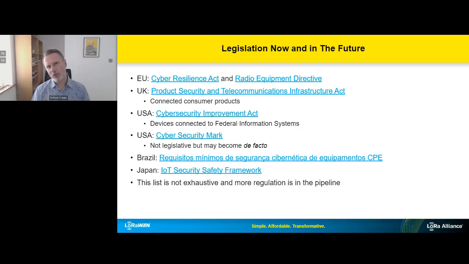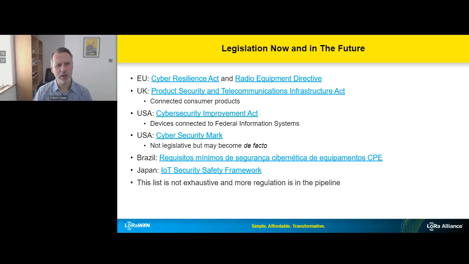So again, I mentioned legislation. These are all links, so you can click on these. Again, just mentioning a few jurisdictions here. The EU has the Cyber Resilience Act and the Radio Equipment Directive. The Cyber Resilience Act is more about IoT product security, whereas the Radio Equipment Directive is more about ensuring devices can't be subverted to cause interference and things like that. But they overlap to some degree.